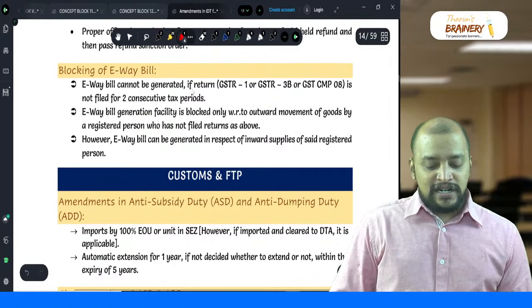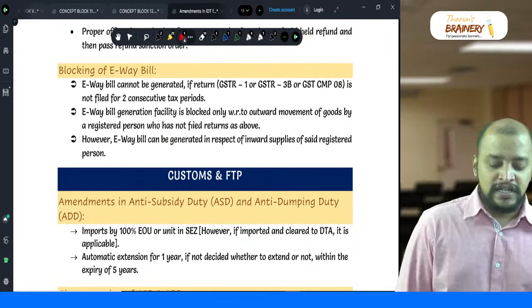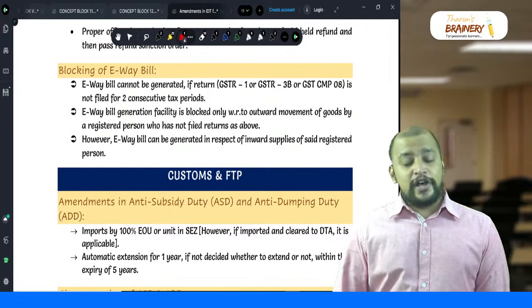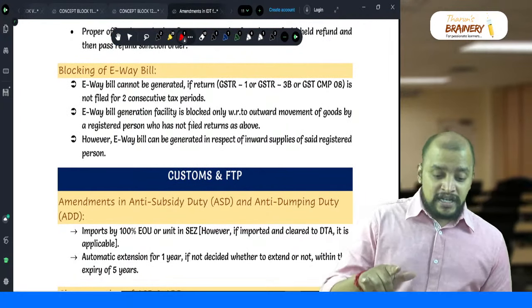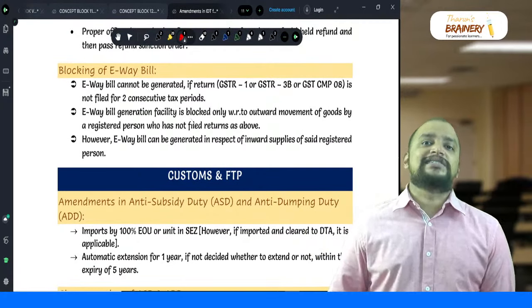So for his outward supplies only, eway bill cannot be generated, but for his inward supplies, the supplier can generate the eway bill, and even the transporter also can generate it. Eway bill cannot be generated if returns are not filed. The eway bill generation facility is blocked only with respect to outward movement of goods by a registered person who has not filed the returns as above. However, eway bill can be generated in respect of inward supplies of the said registered person.